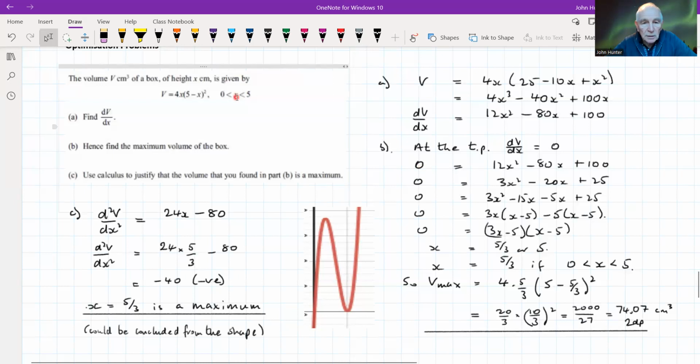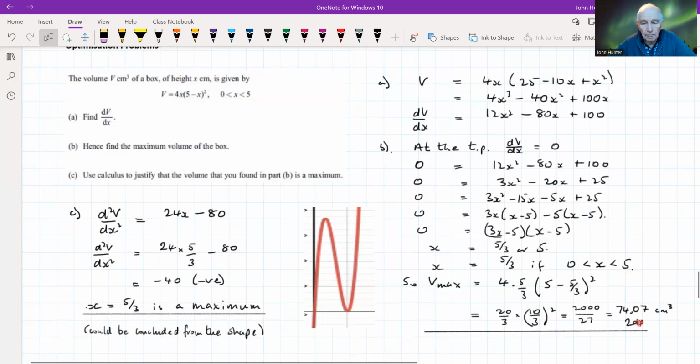Now we're told that x is less than 5, so we need not worry about the solution of 5, which of course is actually a minimum. But this is the one we're interested in, 5/3. So the actual maximum value of the volume is when x equals 5/3. So if we substitute that back into our original equation here, like this, then we can just work that through. It's not a whole number. It comes to 74.07 cubic centimeters to 2 decimal places.